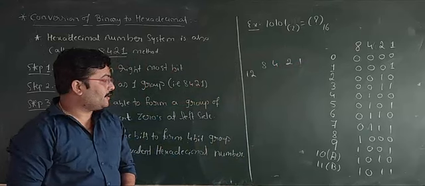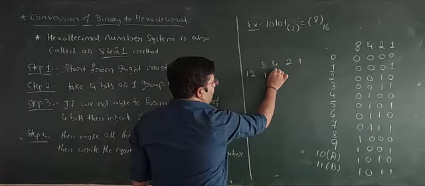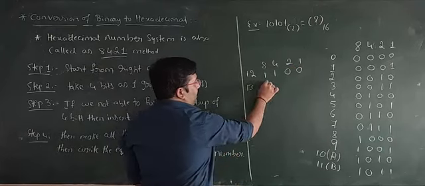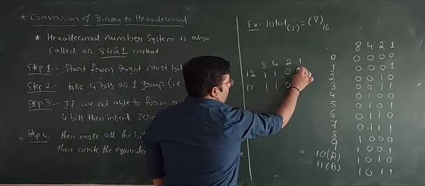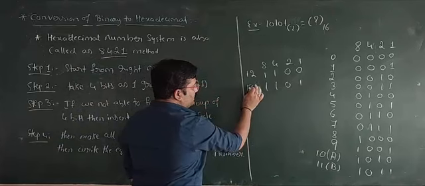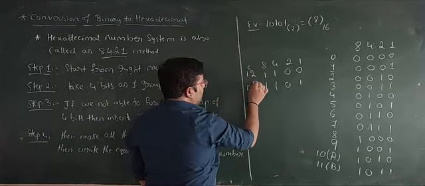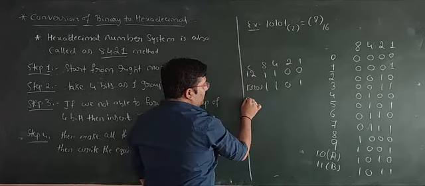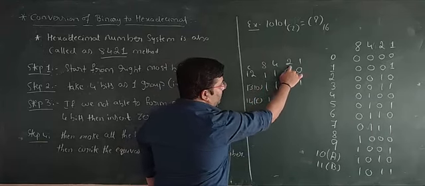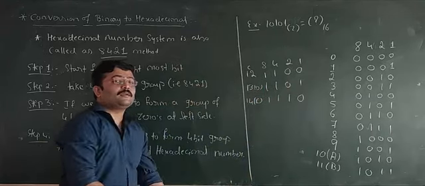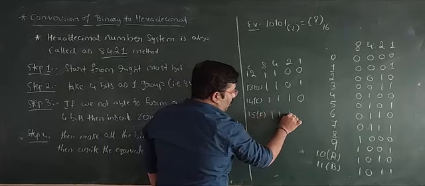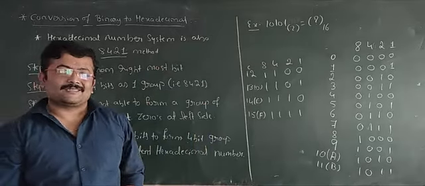12 is written as 8 plus 4, so 1100. 13 is 8 plus 4 is 12, and at the first place I write 1, so 12 plus 1 is 13: 1101. 12 is C, 13 is D, and 14 is E. 14 means 8 plus 4 is 12, 12 plus 2 is 14, so that is 1110. Next, 15 as F, where all values are ones.